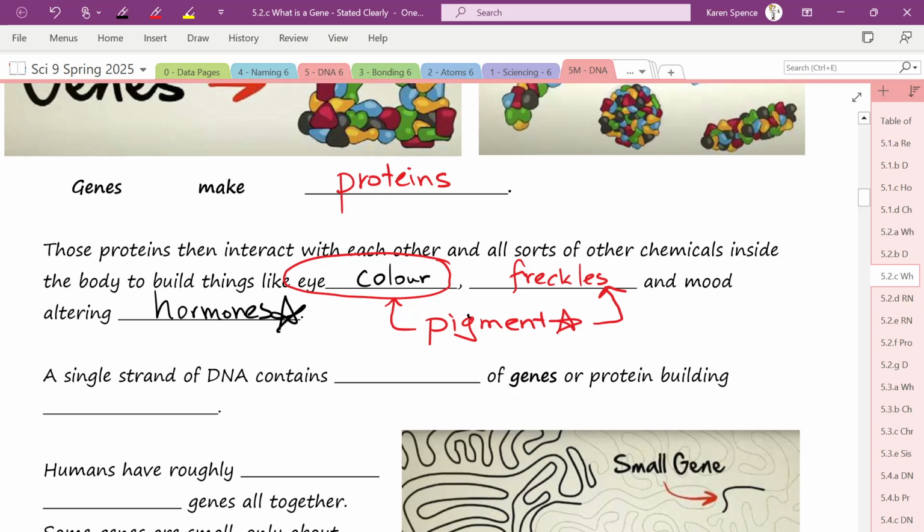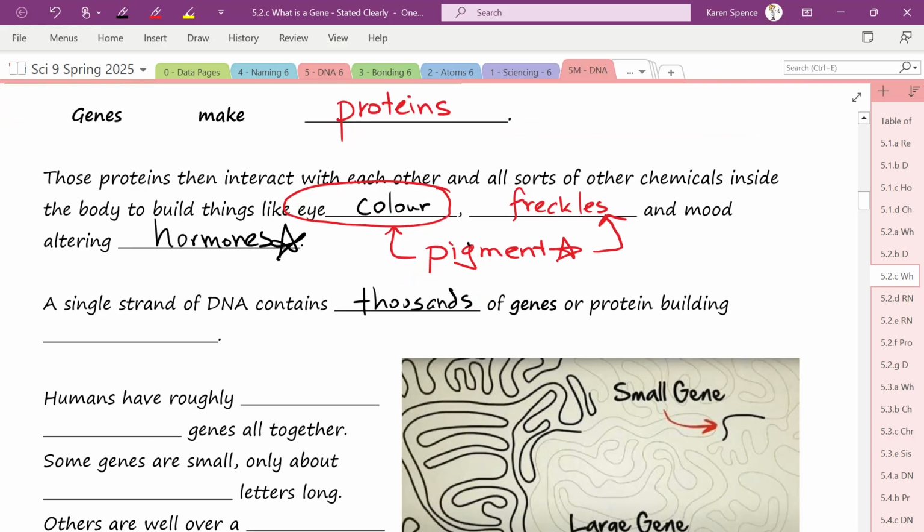A single strand of DNA contains thousands of genes, or protein building, I would guess codes. I don't know what it actually said on the video. Pardon me? Recipes.